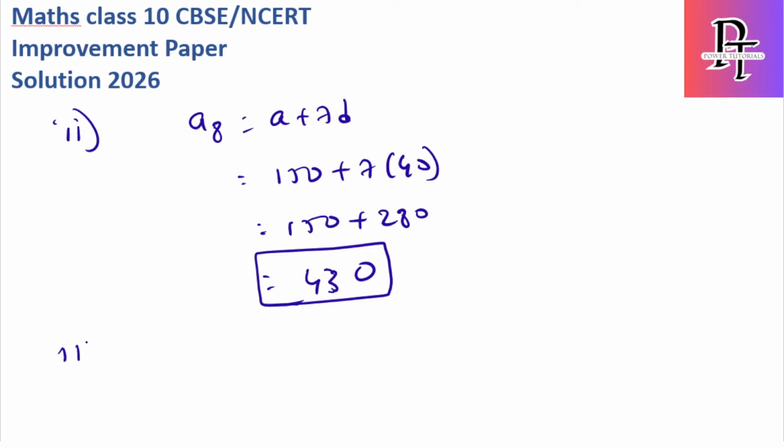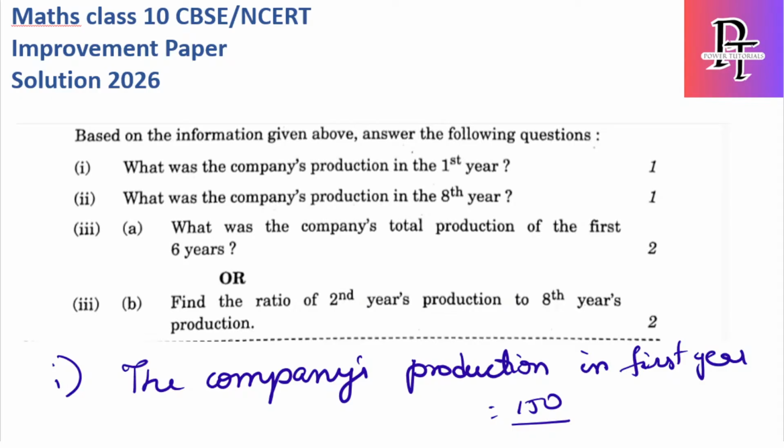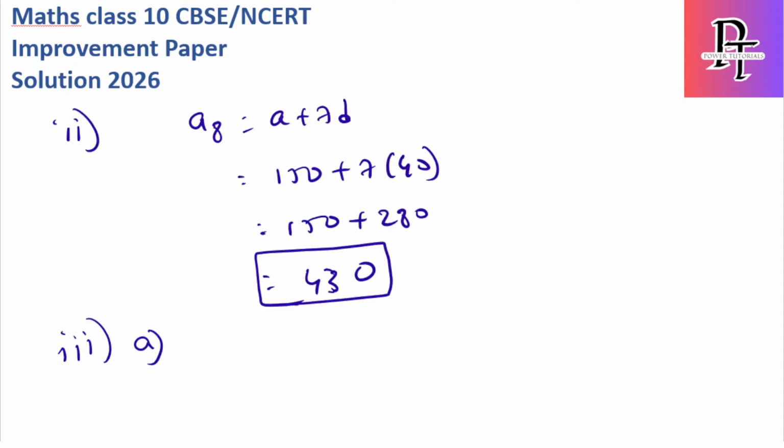Okay, let's see third one. We have A or B. We'll solve one by one. Let's solve A first. What is the company's total production for the first 6 years? So company's total production means we have to find S6. So what is the formula of Sn? Sn is n by 2 into 2a plus n minus 1 into d.